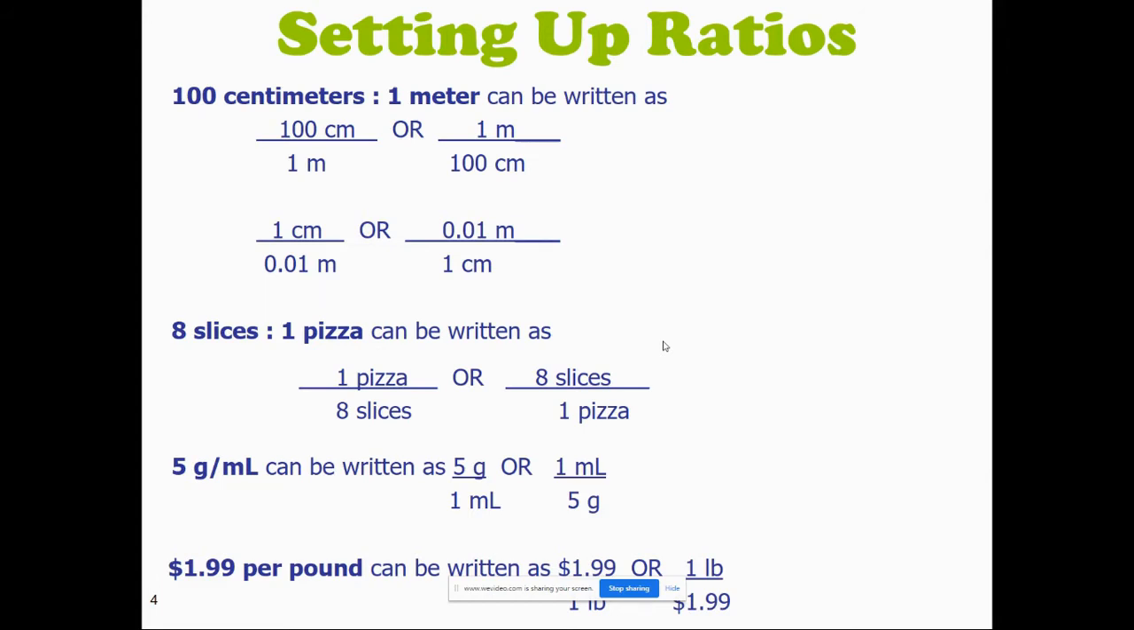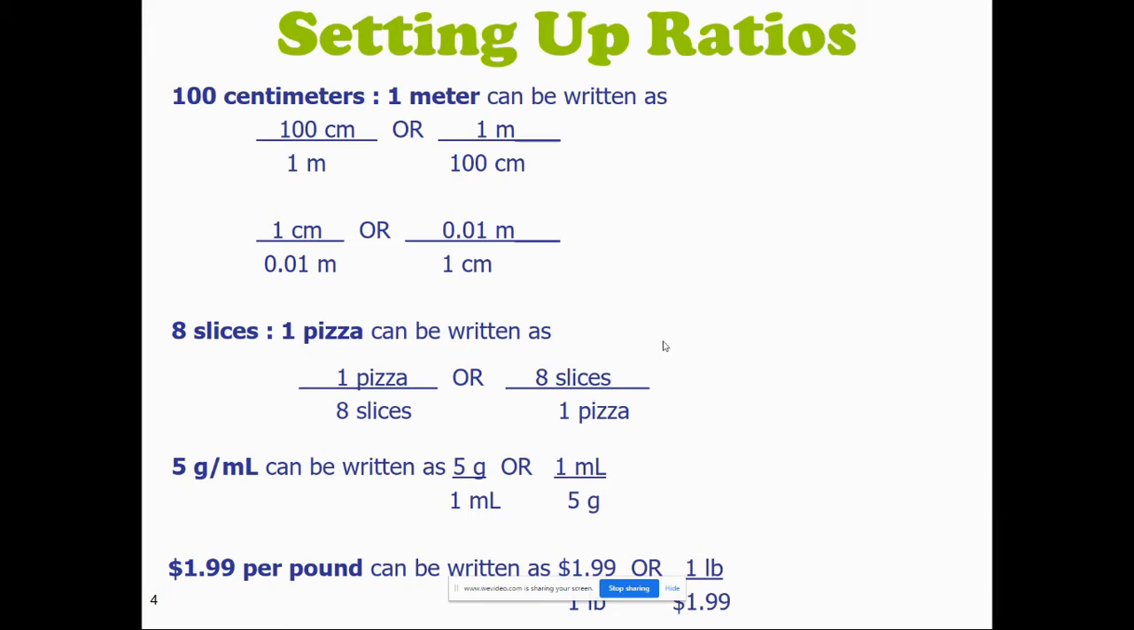One last example. If you say something costs $1.99 per pound, you can write that as $1.99 over 1 pound, or you can write that as 1 pound over $1.99. Those are equivalent statements. They mean the same thing, but it's a way of converting between units.